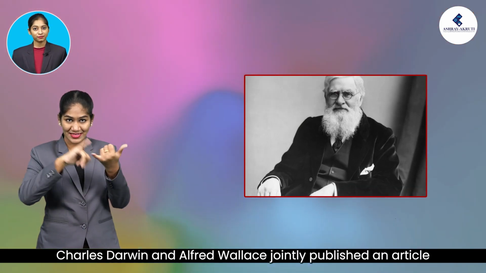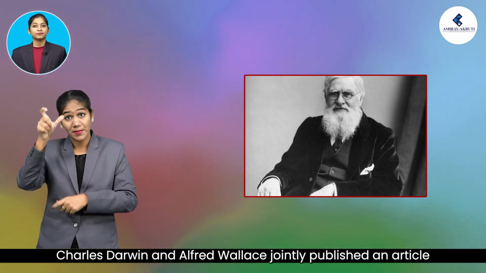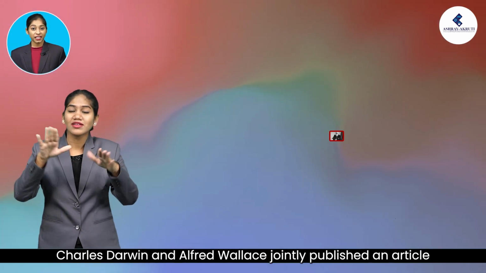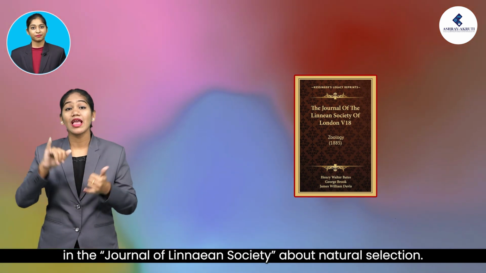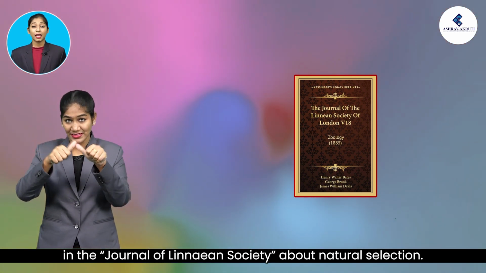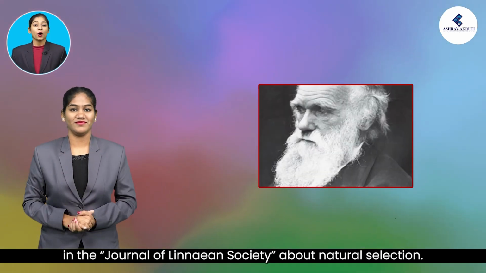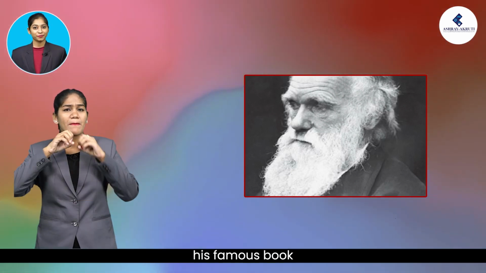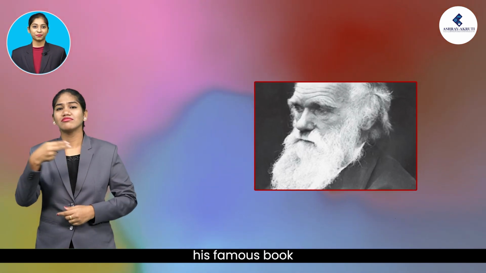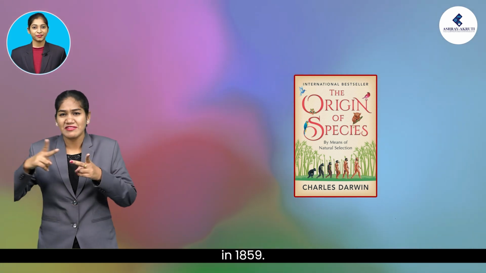Charles Darwin and Alfred Wallace jointly published an article in the Journal of the Linnean Society about natural selection. Only after this, Darwin published his famous book, The Origin of Species, in 1859.